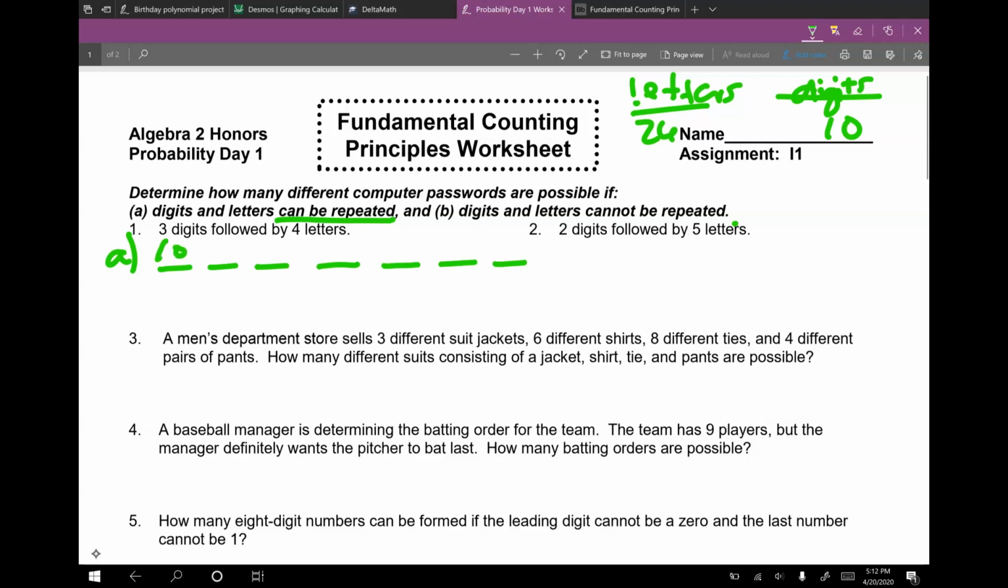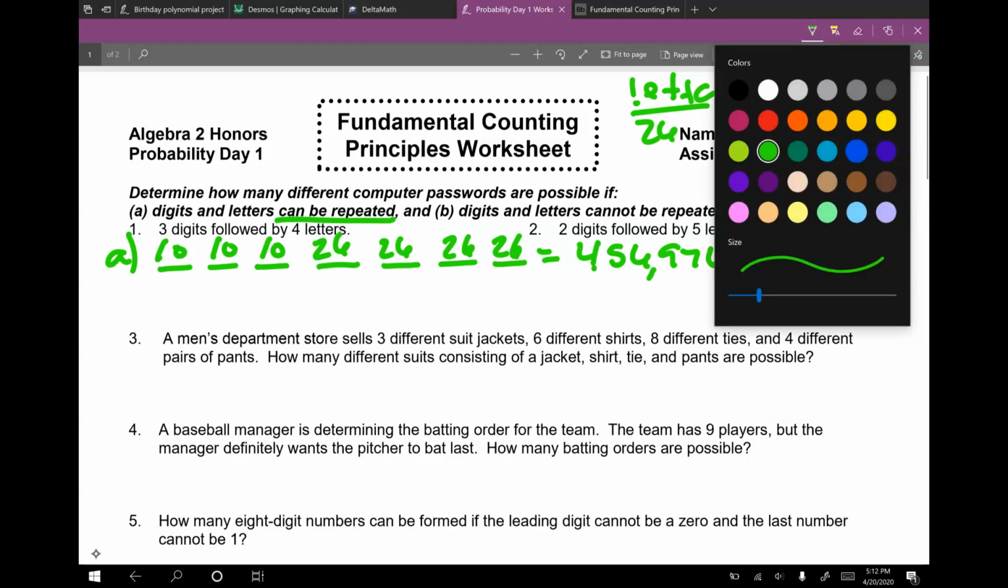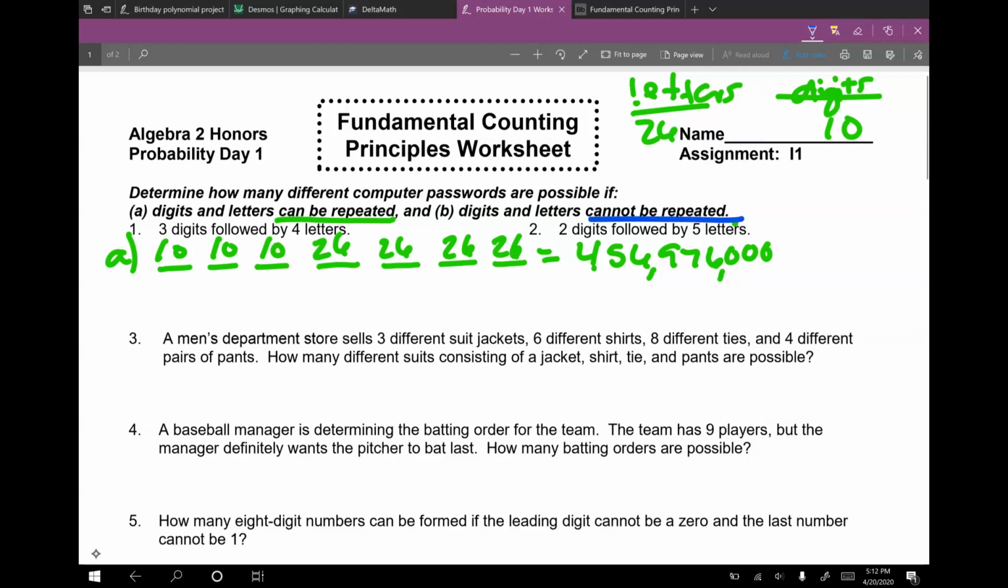So I can repeat. So I can use 0 through 9, 0 through 9, 0 through 9. Letters, I can repeat them. A through Z, A through Z, A through Z, A through Z. I'm definitely going to use a calculator to do this. I get my answer to be this.